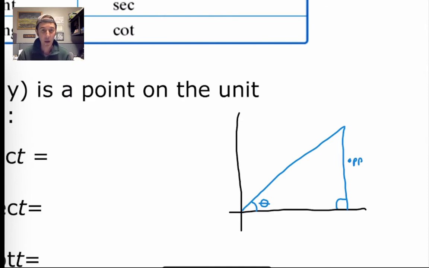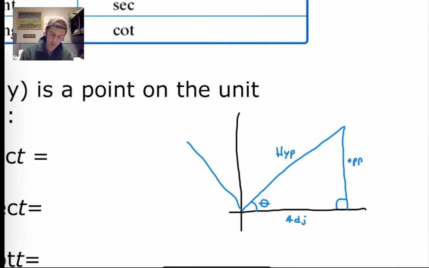Adjacent to our angle, or next to our angle, down here on the bottom, I'm going to label it ADJ for adjacent. So that's another side of our triangle that is adjacent to our angle. And the hypotenuse, of course, is across from our right angle. So we have the opposite side, the adjacent side, and the hypotenuse.